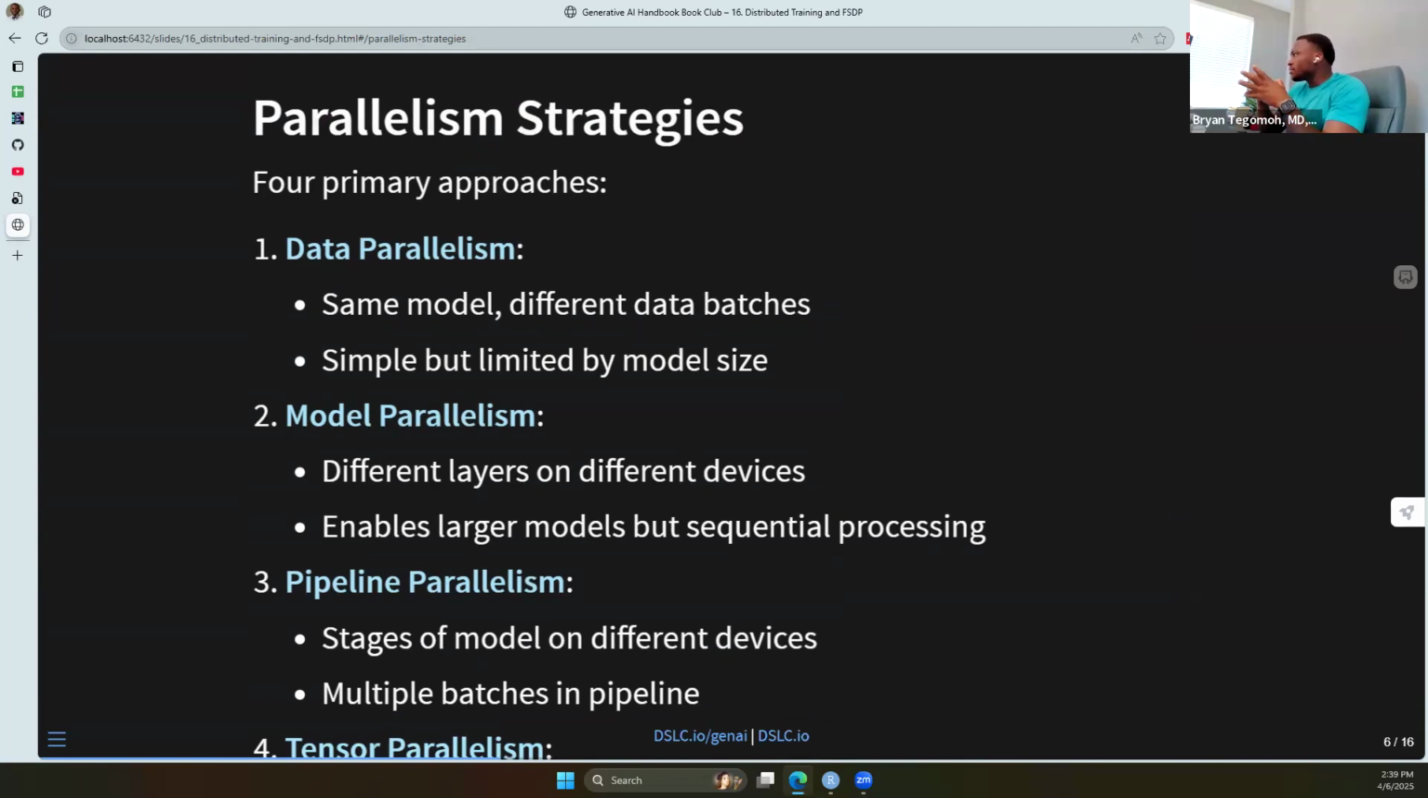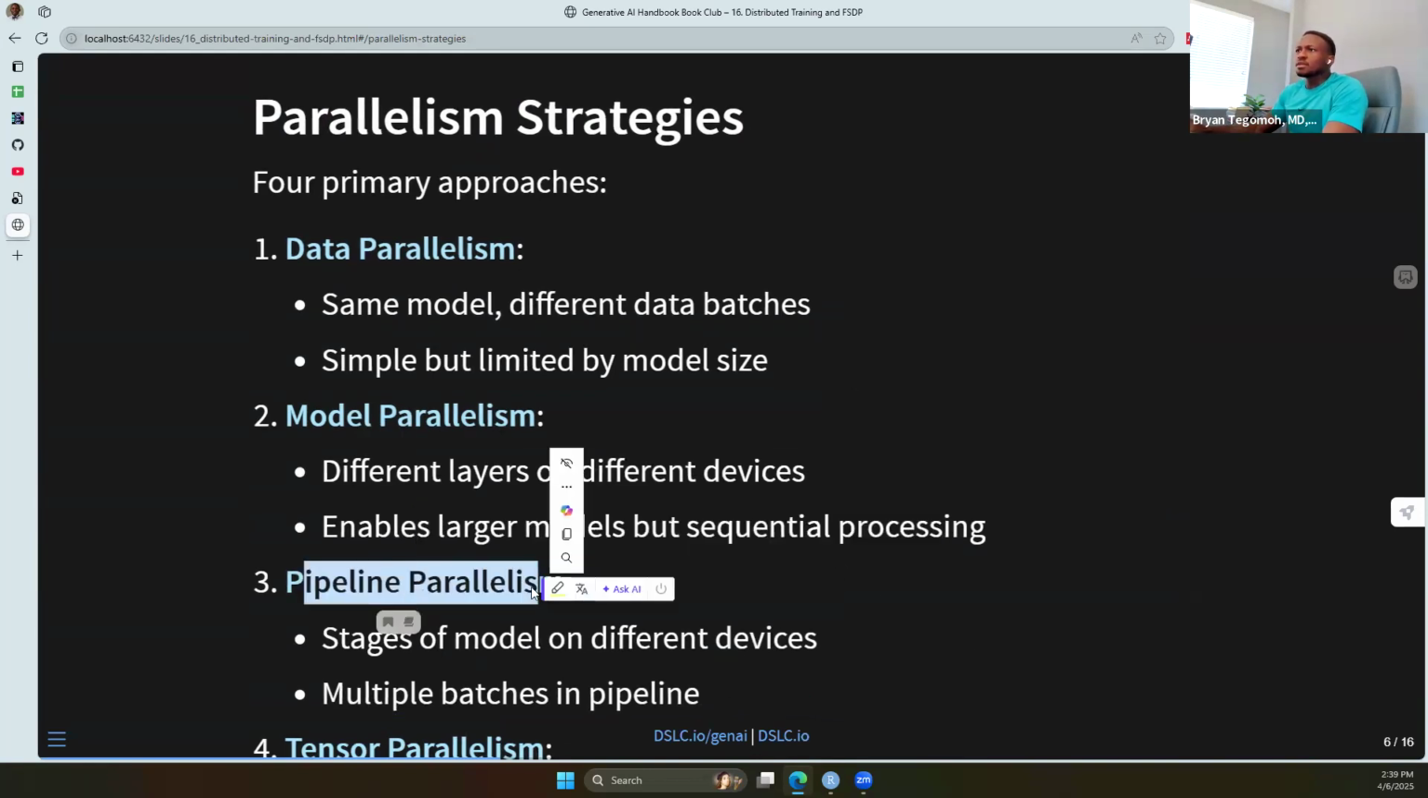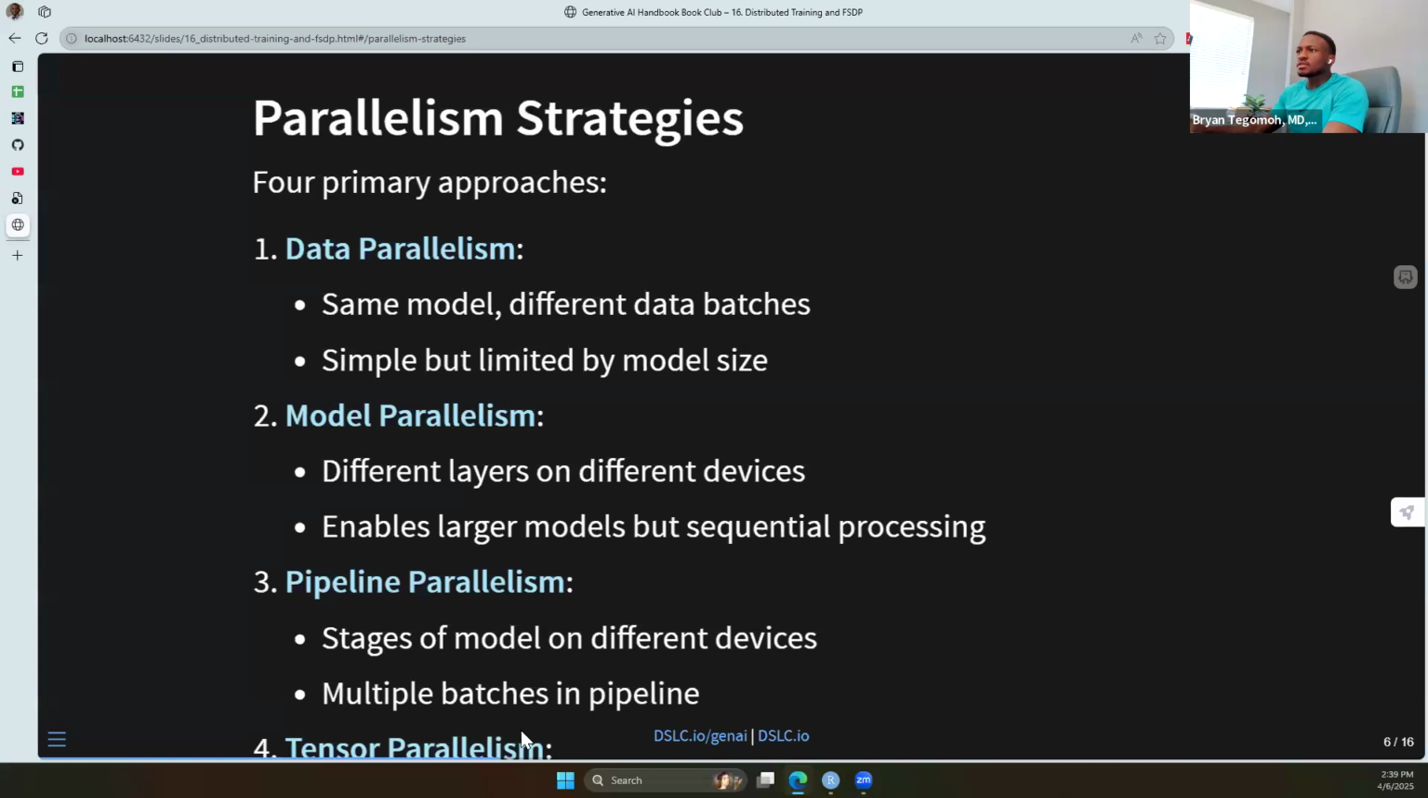So there are four main parallelism strategies. We have data parallelism, which is simple but limited. We have model parallelism, different layers on different devices. We have large models, but sequential processing. We have pipeline parallelism, and then we have tensor parallelism. So different ways of ensuring that these workflows work together.